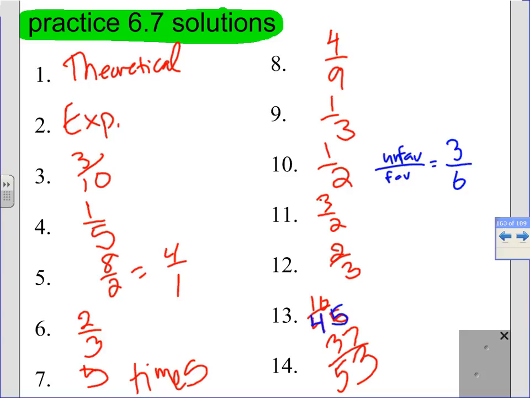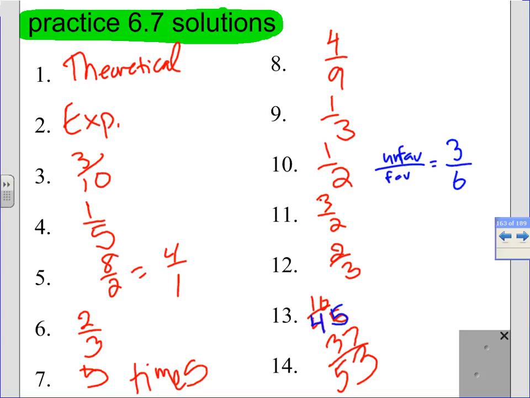Because you have them flipped. Odds against is always unfavorable over favorable. So unfavorable would be how many are not consonants? Favorable is how many are consonants. Oh, no, odds against. Okay, and then you said 12 was the other one?